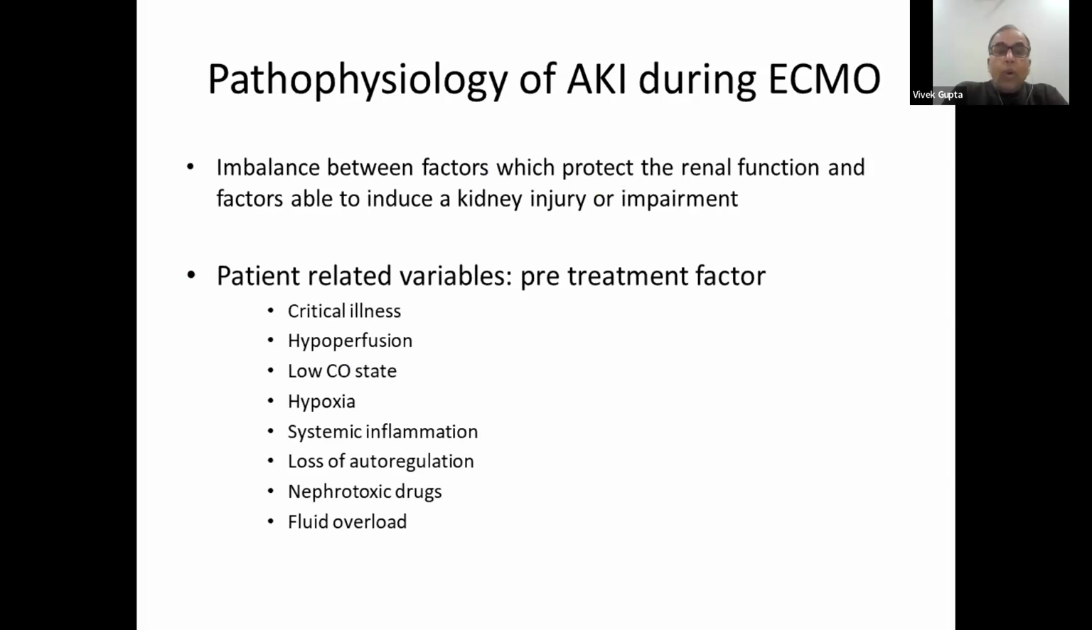So why are these patients at more risk? The most important is the patient's pre-treatment factors, because these patients are on inotropic support and vasopressor support, they are in a low cardiac output state. Patients chosen for VV ECMO are hypoxic, and this all leads to a systemic inflammatory response and loss of autoregulation. Moreover, a lot of the drugs administered during the course of illness are nephrotoxic, and we keep pushing fluid to manage the shock, and these patients ultimately land up with fluid overload.